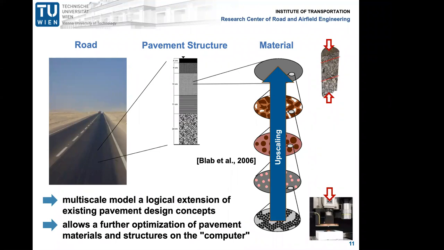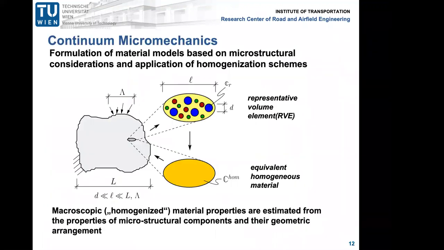Multiscale models are, from my point of view, from our point of view, a logical extension of existing pavement design concepts. And once you have done the mathematics, it's easy to do all the material design and the structural design on the computer. So you don't have to do that many tests on the macro scale, and you know, testing is also always time consuming and expensive. So actually we can design materials, and especially asphaltic materials, from scratch. That's a little bit our vision, or was our vision.